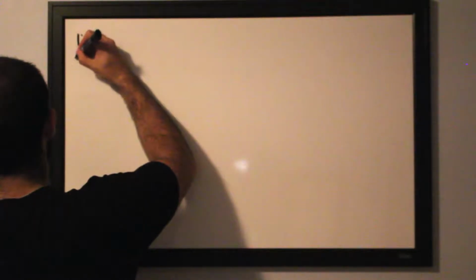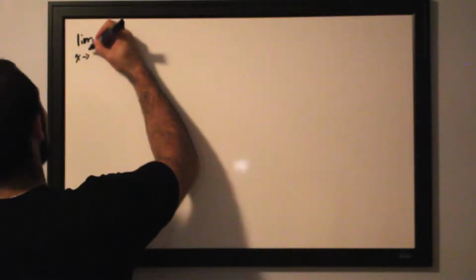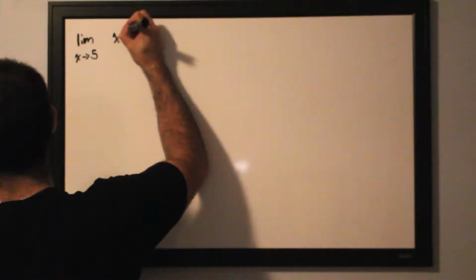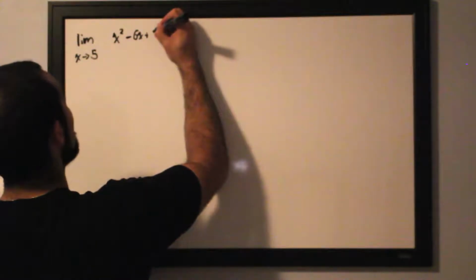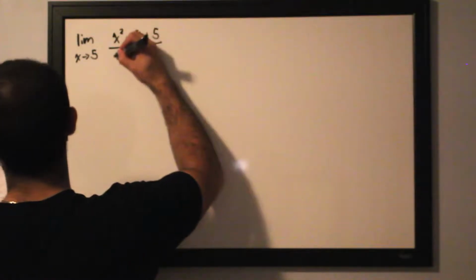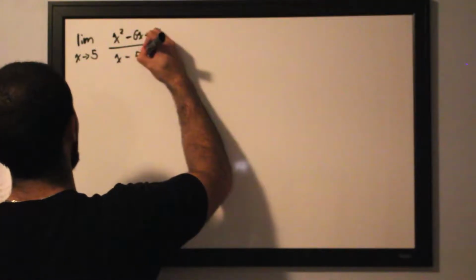Next up, we've got the limit as x approaches 5 for x squared minus 6x plus 5 over x minus 5.